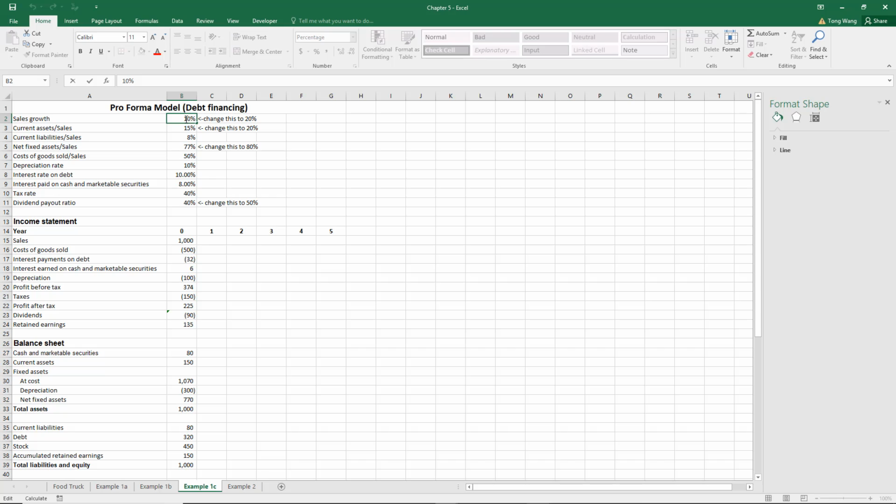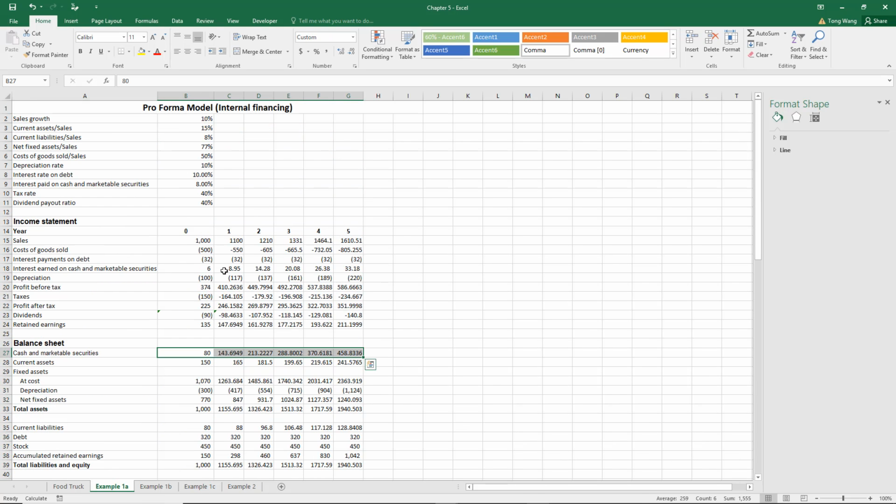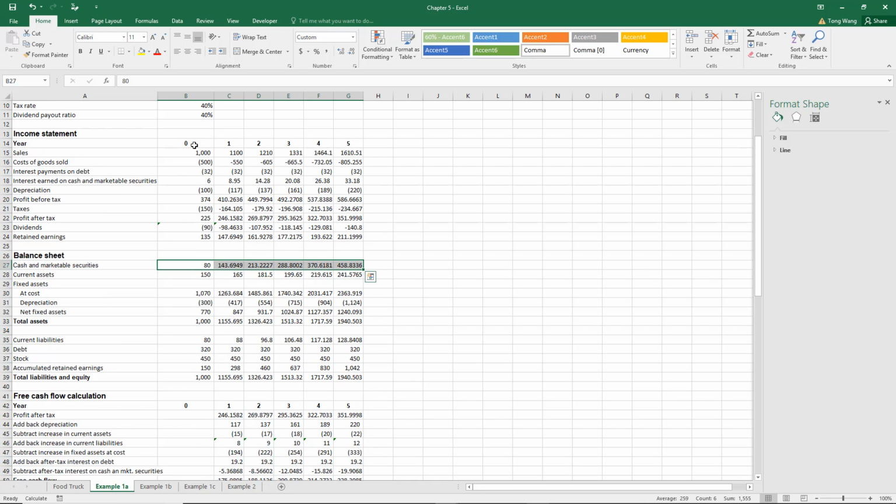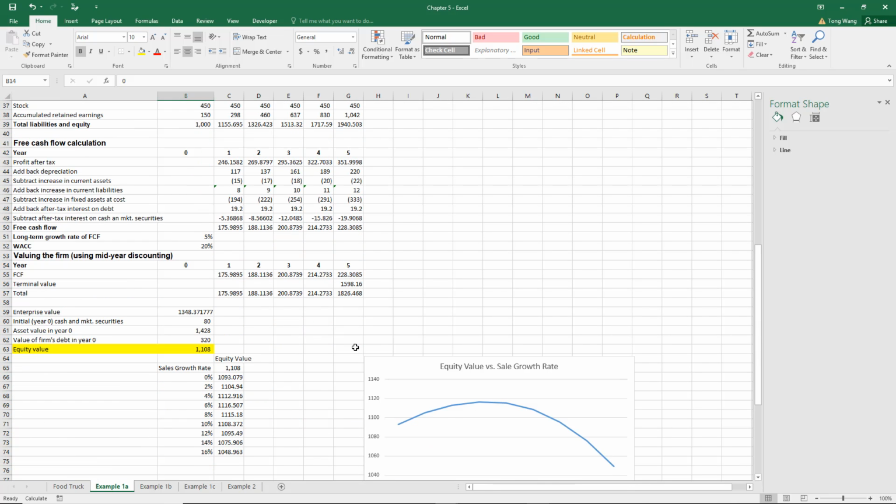So here, let's make some changes to our assumption. Suppose our sales is going to grow at 20%. The current asset to sales ratio is 20%. Net fixed asset to sales ratio is 80%. The equity payout ratio is 50%. Suppose we make these assumptions. Let's see what's going to happen to our company. Let's go back to example 1A. Again, we're going to copy everything down here. Just going to copy up to this point.